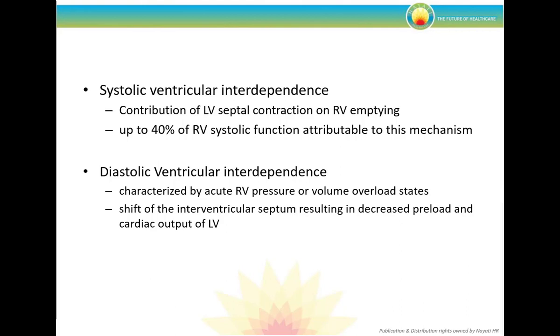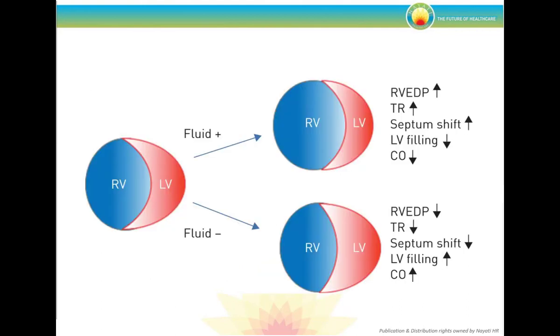Because of the shared septum, about 40% of the RV systolic function is contributed by the left ventricle. And coming to the diastolic ventricular interdependence, you can see this classically in high afterload or high preload states. The shift of the interventricular septum puts the left ventricle at a disadvantage and decreases the cardiac output. So we can classically see this here.